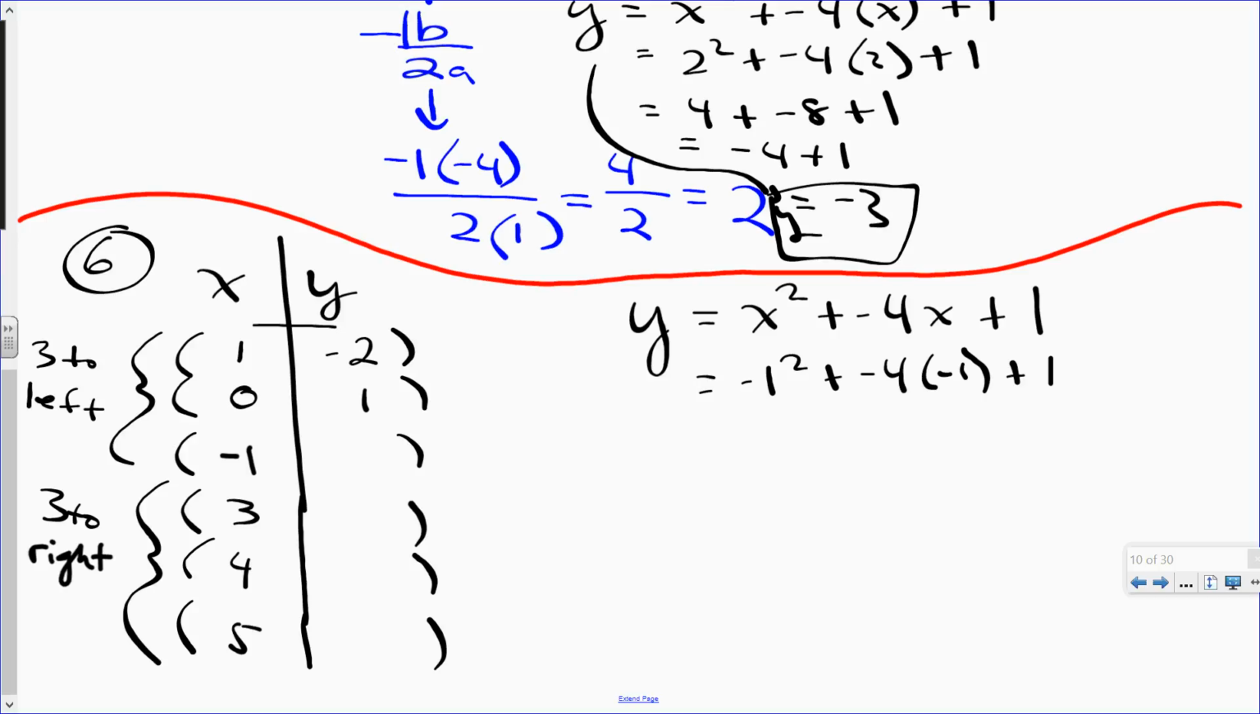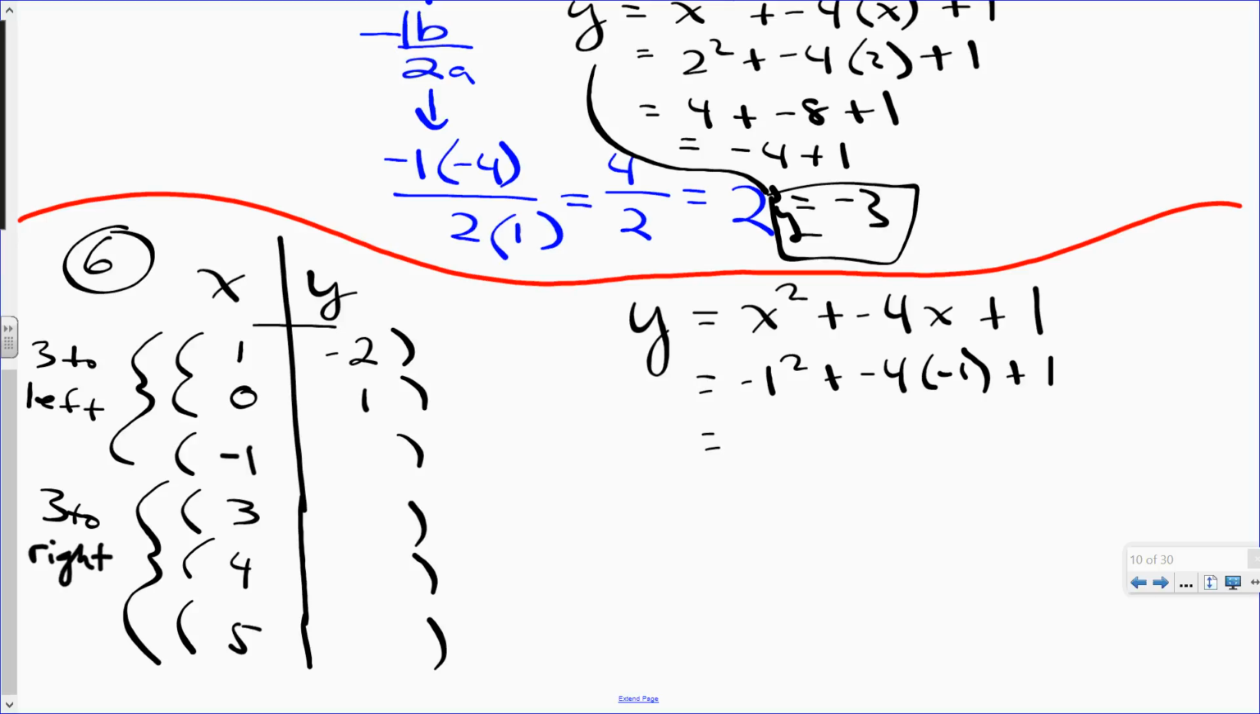Are you putting -1 in for x? Because those are the x values we chose. In other words, that was step 6. Did you read step 6? No. Yeah, step 6: take 3 values to the left and right of the vertex. I think that's when you just came in when we did that, so hang tight.